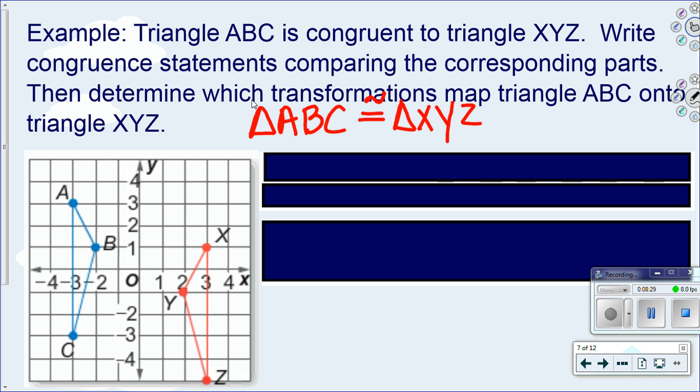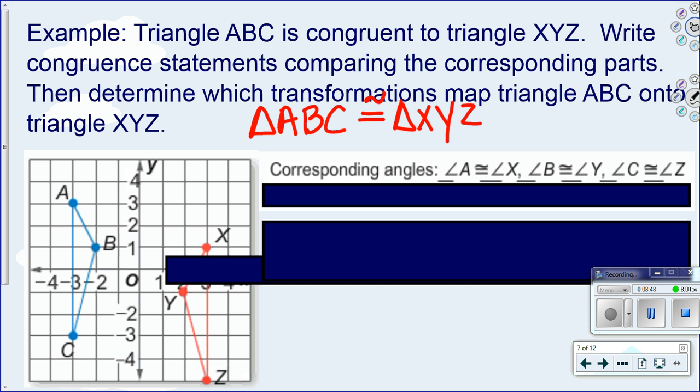So somebody tell me a pair of angles that are congruent. A and X. Good. A and X are congruent. Haley, give me another pair. B and Y. B and Y are congruent. Josh. C and Z are congruent. The order in how shapes are named shows which angles are congruent to each other.